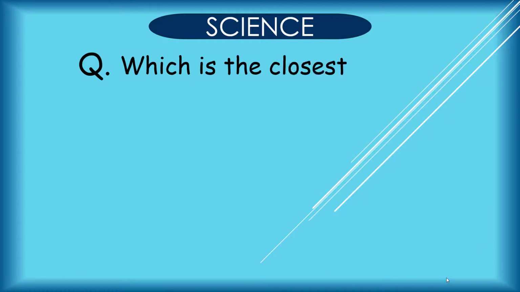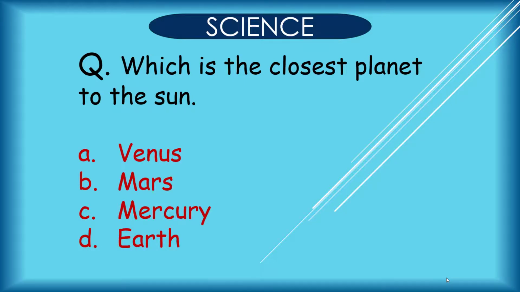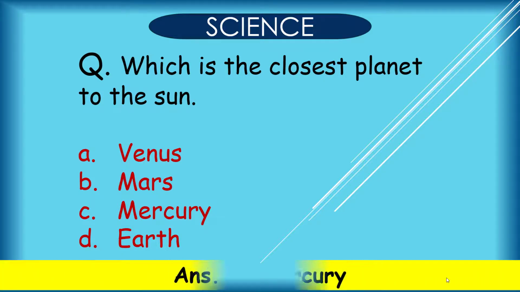Question: Which is the closest planet to the Sun? A. Venus, B. Mars, C. Mercury, D. Earth. Correct answer is C. Mercury.